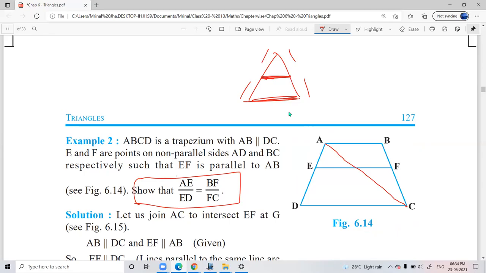One triangle will be ADC. In this triangle, what will happen? We already know EF is parallel to AB. It's given, right? EF is parallel to AB and AB is parallel to DC. So EF also has to be parallel to DC, right?